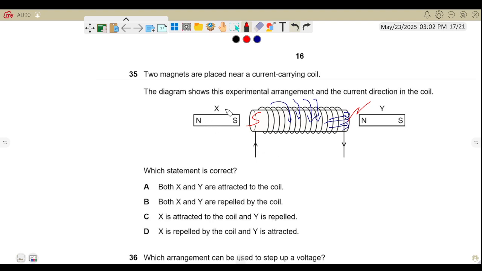So the X magnet is presenting the south pole to the south pole, which means there would be repulsion. The Y magnet is presenting the north pole to the north pole of the electromagnet. That means there would be repulsion also, which means this electromagnet will repel both X and Y. Means B is the answer for us here.